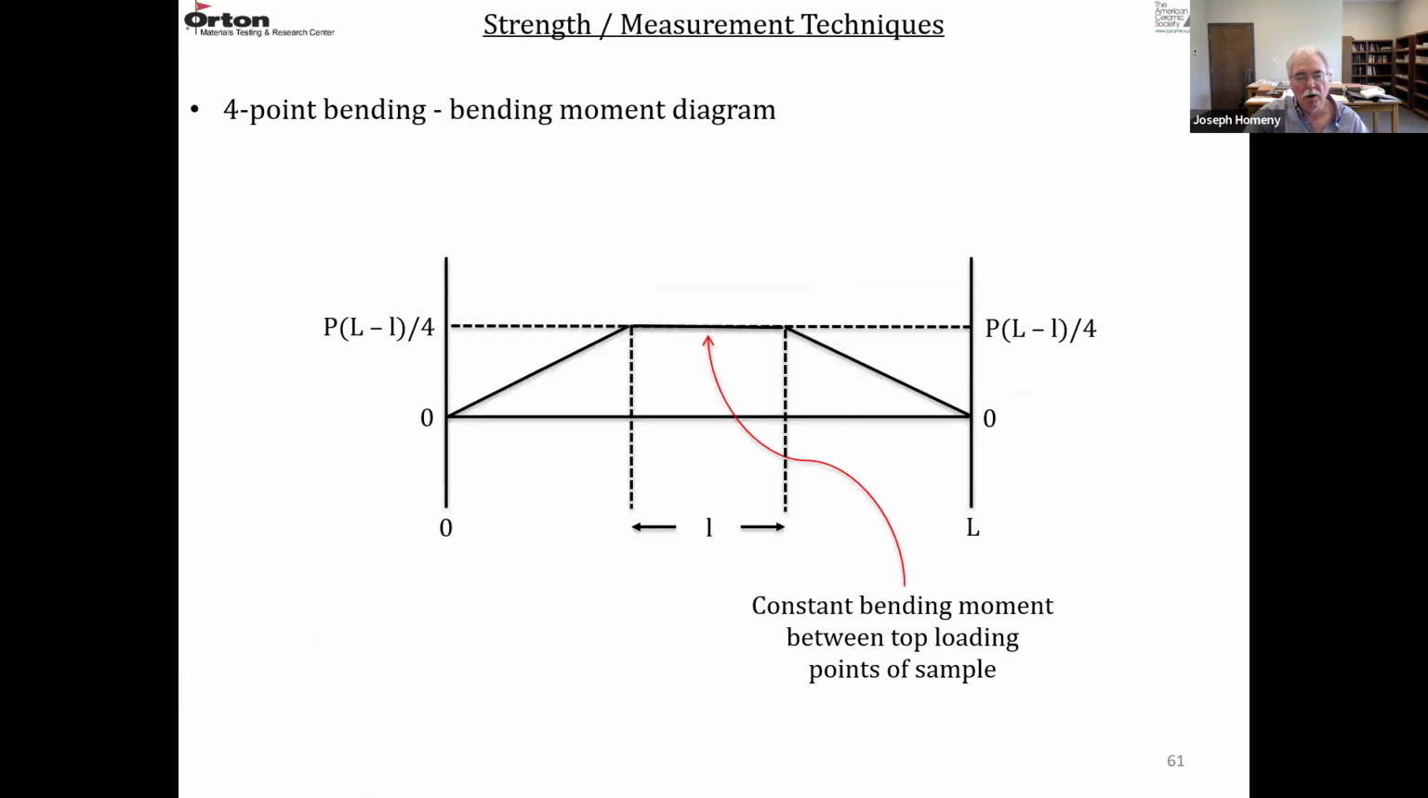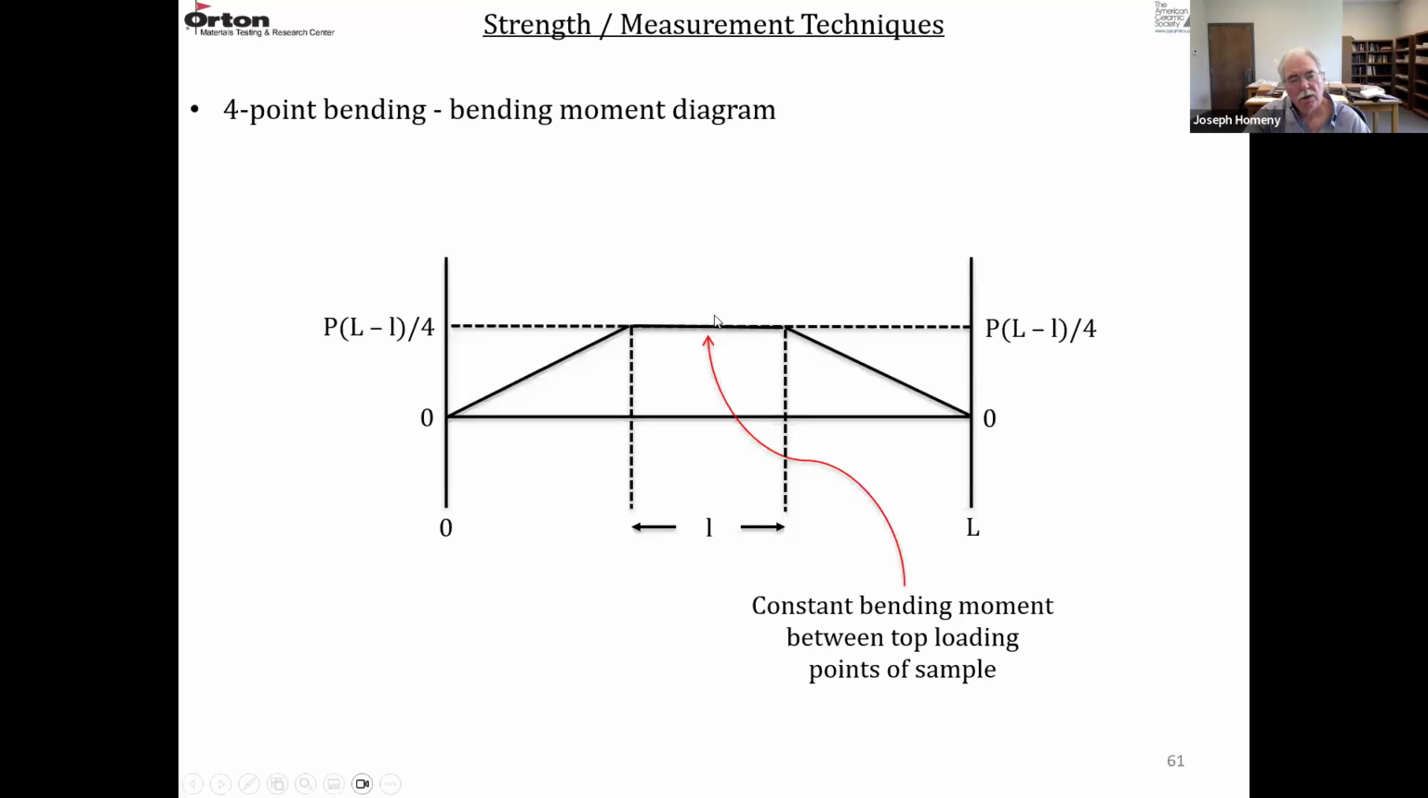So if we look at the bending moment diagram here, this distance is L, the shorter distance is small l. So the maximum bending moment is P times L minus l over 4. But if you notice, between the two top loading points that span l, we have a constant bending moment. So now we have a constant bending moment over a large area here. So if there's a critical flaw in here, it will be the flaw that's responsible for failure.